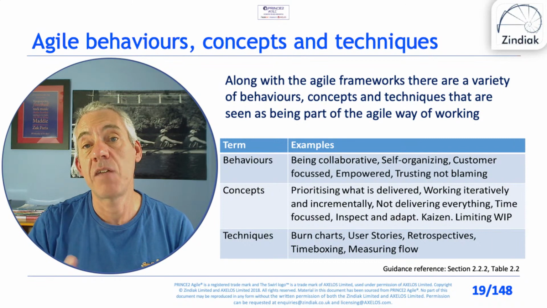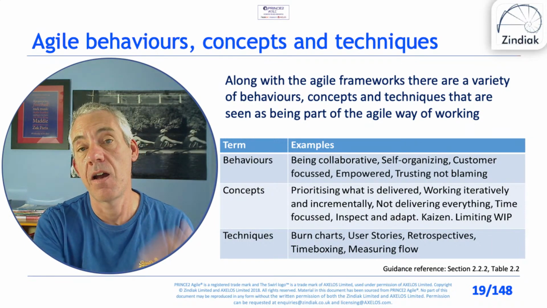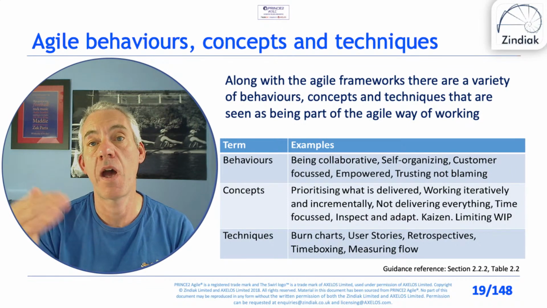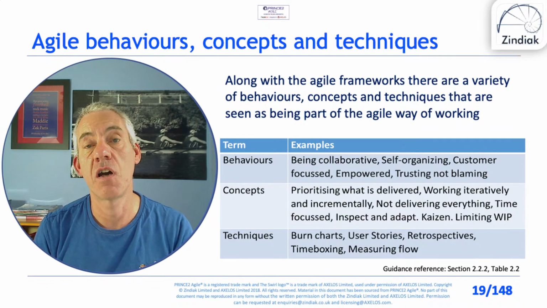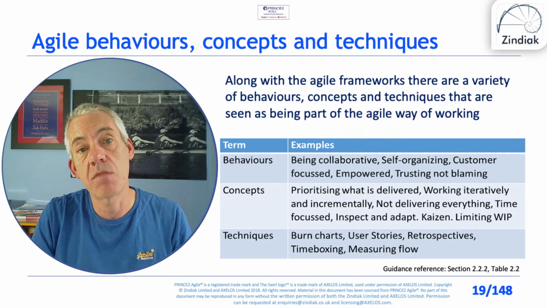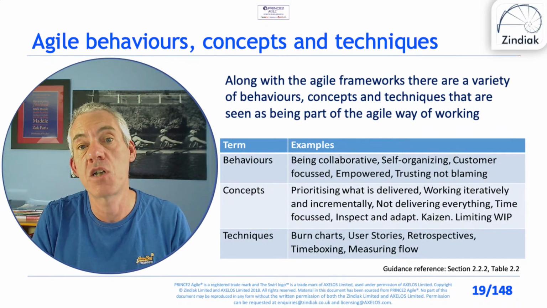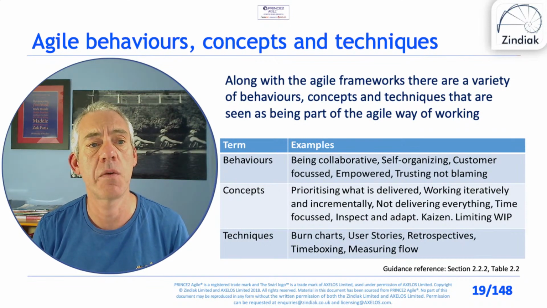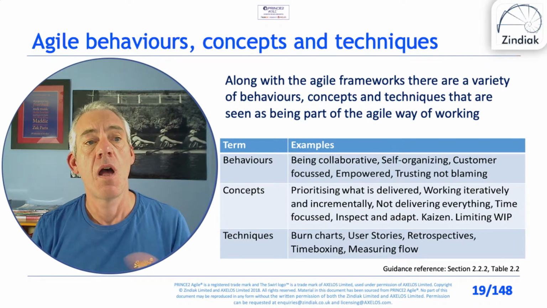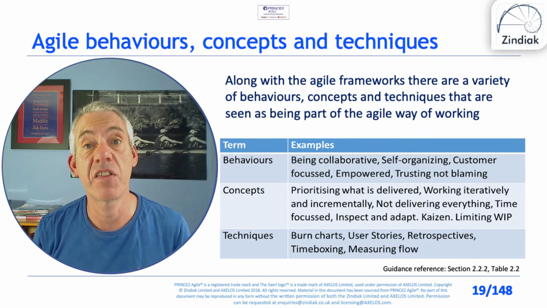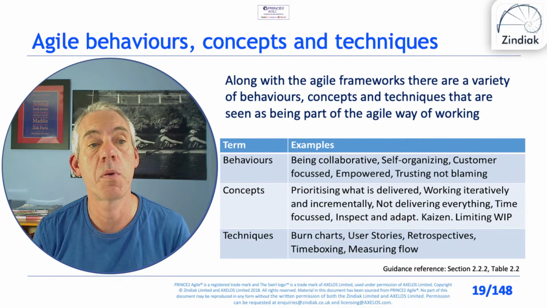And that needs to be defined clearly at the start of the project. So when we're starting up the project, we need to clearly define where the levels of authority are. Obviously, the more authority we delegate down to the delivery team, the more agile we're being. Working iteratively and incrementally, we've talked about prioritising what's delivered, definitely have to do that. Not delivering everything because we're going to de-scope.